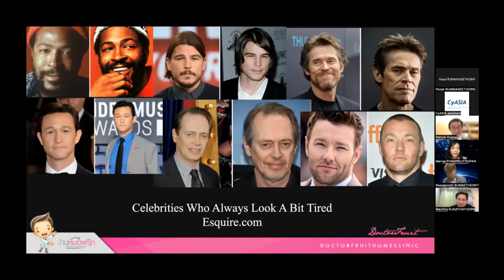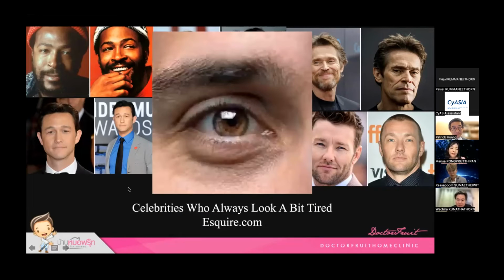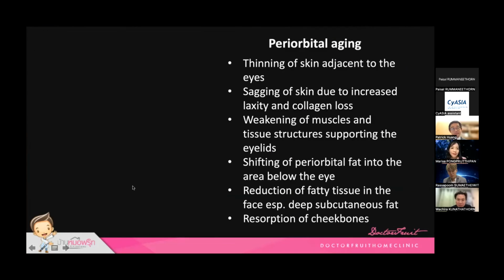Actually, because I'm the last one, I'm going to talk about the wrap up of this section too. When we see celebrities, they all have the same thing that makes them always look a bit tired. What do you think about this picture? They all have the same lower eyelid protrusion or eye bags. So this is the one feature that can make you look a bit tired all the time.